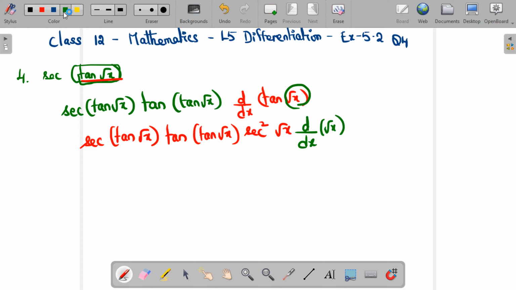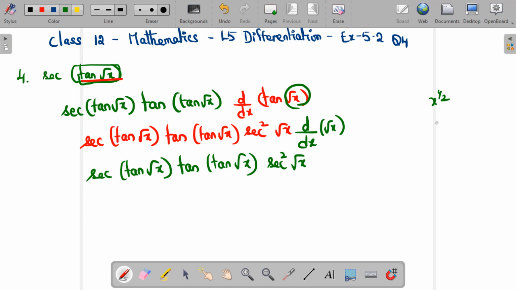So in this case, let's do once more differentiation. So the last part alone, the rest will be copied as such. So this is secant of tan root x into tan of tan root x into secant squared root x. Now d by dx of root x. So x power half, differentiation will be half into x power minus half, can be written as 1 by 2 root x. So into 1 by 2 root x.